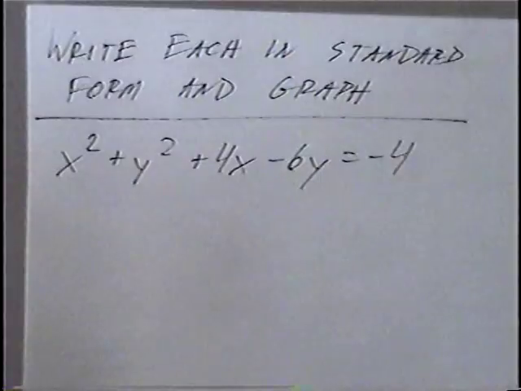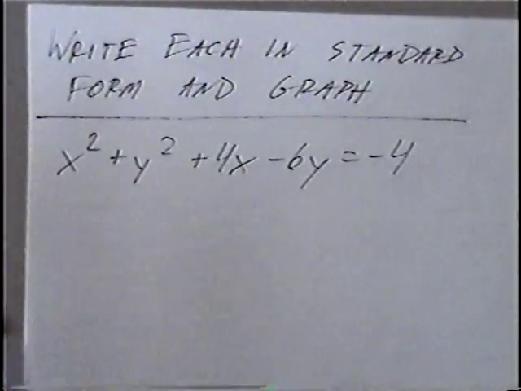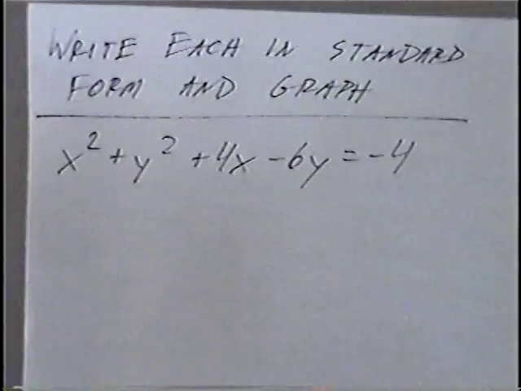Again, a good idea to put this in standard form is to first figure out what type of graph it would be. We have two variable squares, x squared and y squared. They are both positive and have the same coefficient, so this graph would be a circle.